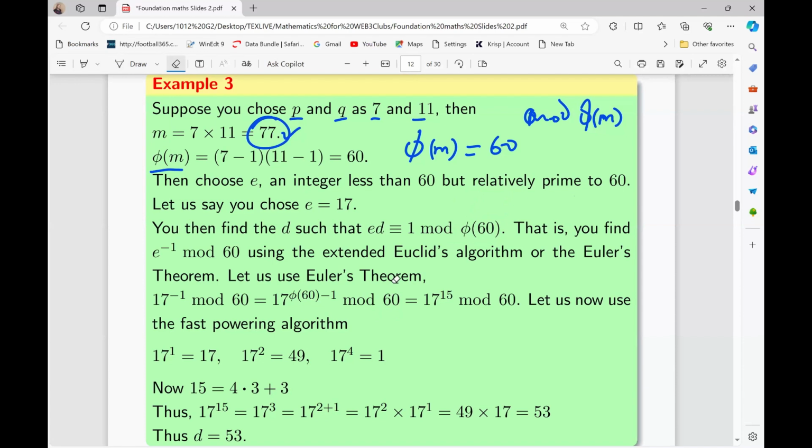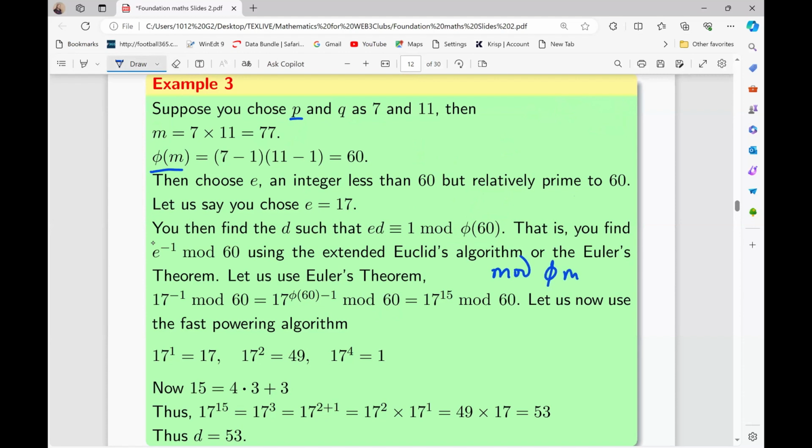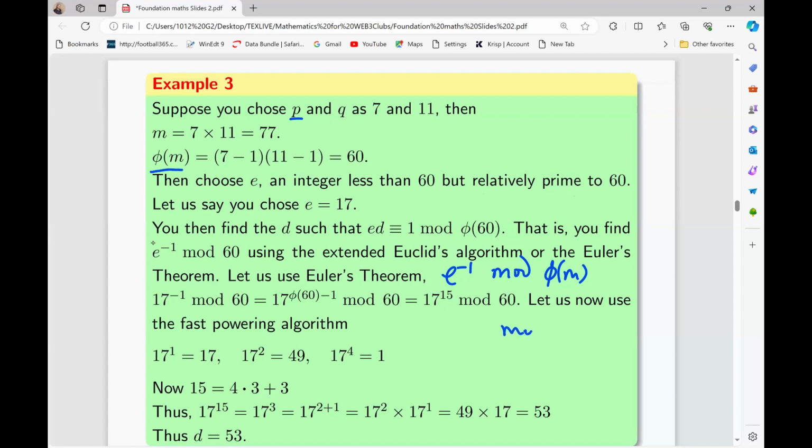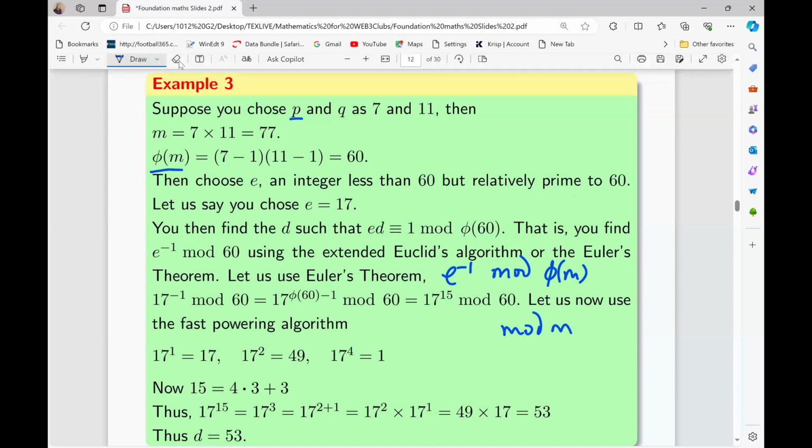The point I wanted to make is that the only time we're using mod phi of M is when you're getting the inverse. When you're getting the inverse of E, the mod is phi of M. But going further, our mod will be M, not phi of M. So when you're decrypting and when you're encrypting, that's the point I wanted to emphasize.